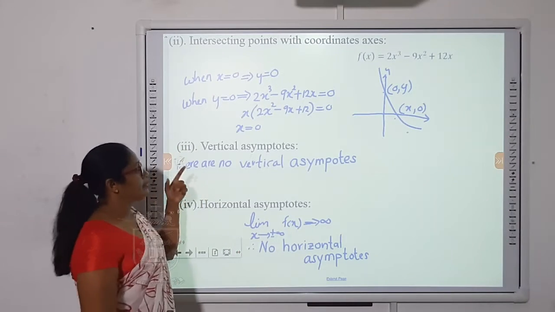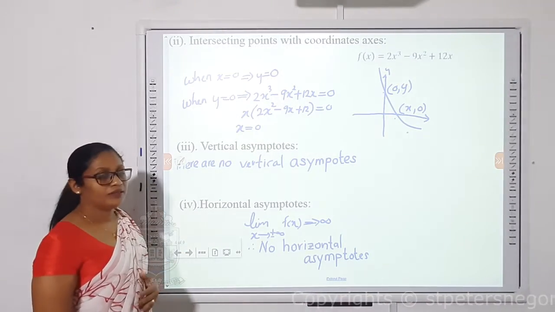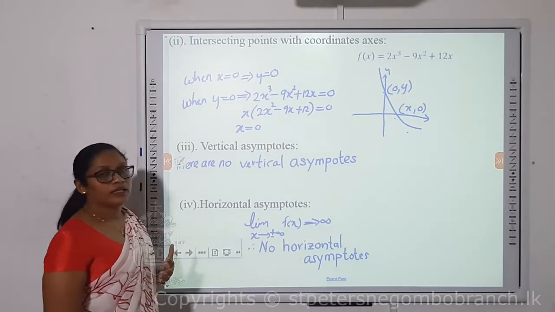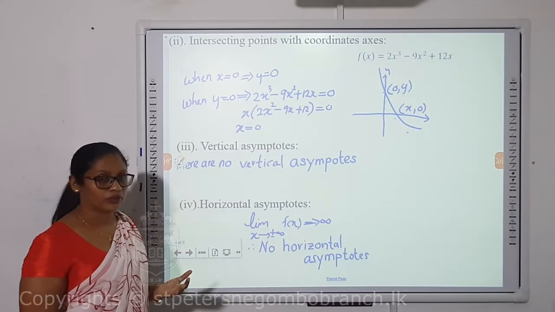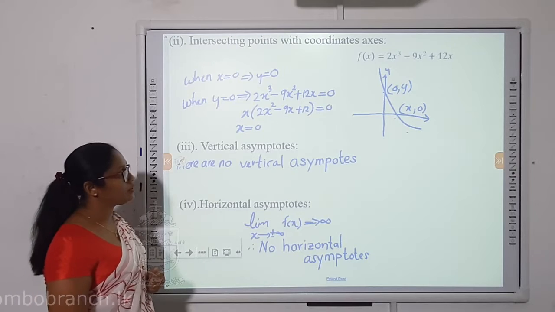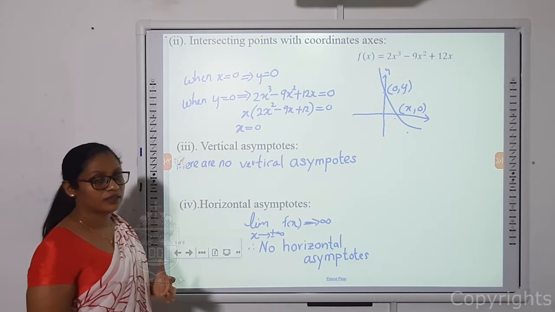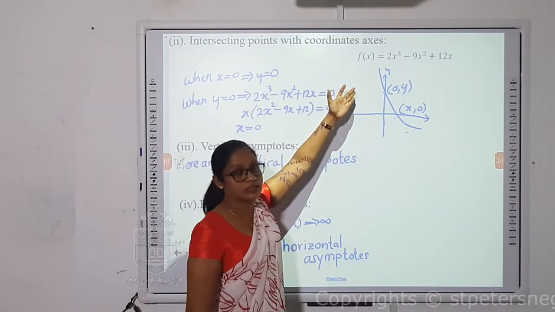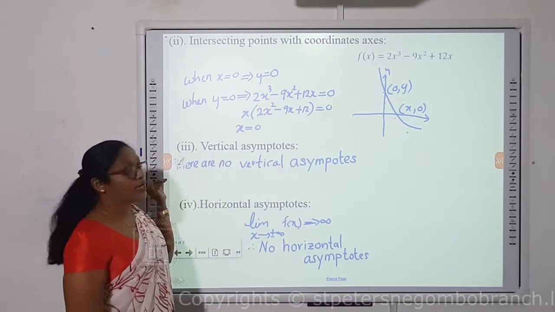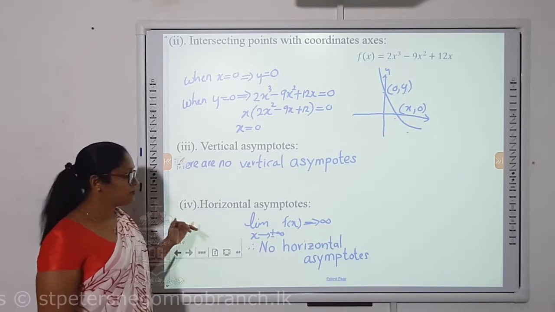Okay, right. Next step, we want to find the vertical asymptotes. For that we should equate the denominator to 0. Actually we can see vertical asymptotes in functions in the form of a rational function. Actually this one is not a rational function. So I just concluded here there are no vertical asymptotes, right?